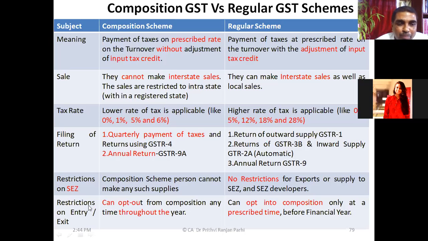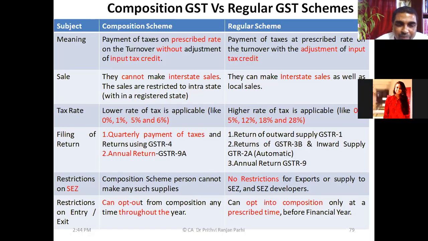And there is some restriction on supplies to special economic zones. Special economic zones, if some supplies are made, are treated at par with an export. So a composition dealer cannot make supply to SEZ, but there is no restriction to make supply to SEZs for regular scheme dealers. So, restrictions are there for composition dealers.